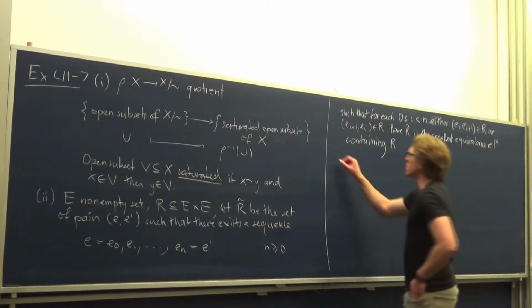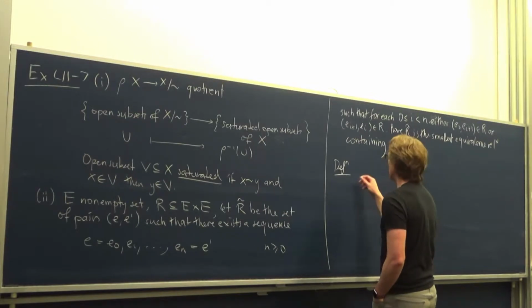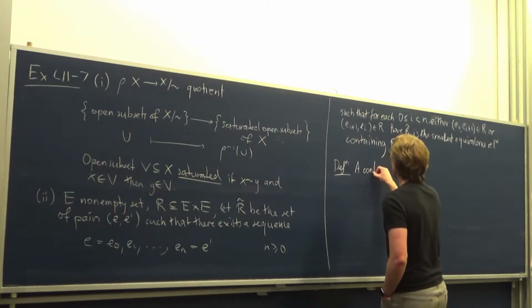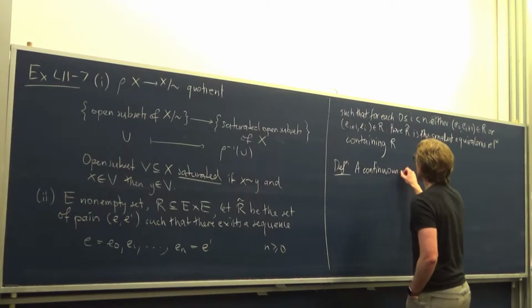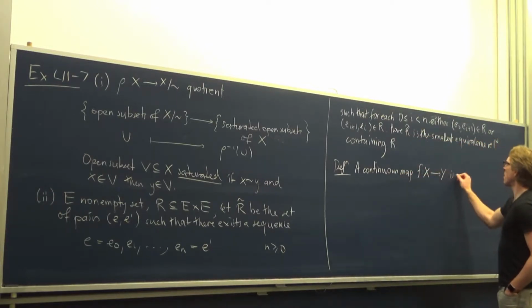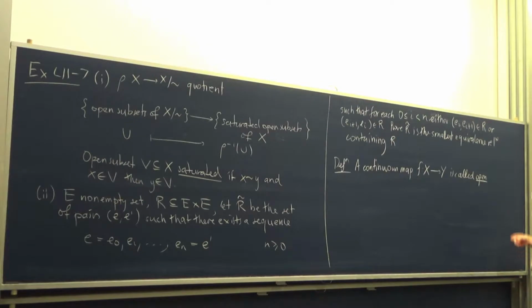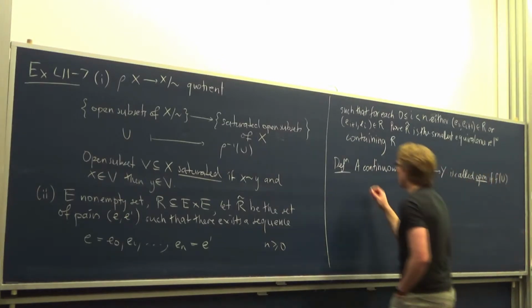And I need one definition before I get into the mess of the theorem. So a continuous map between topological spaces, well, the inverse image of open sets is open by definition. Such a thing is called open if it sends open sets to open sets.